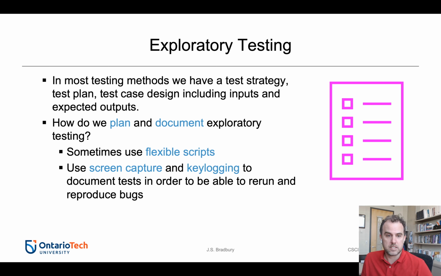But in exploratory testing, things are a little more flexible than that, and they aren't necessarily as rigorously documented in advance. And the way we actually plan and document exploratory testing is as follows. There are different approaches, but this is just one example. Sometimes you may use a scripted starting point, as I just mentioned on the previous slide, or a flexible script, which gives you ideas. So it doesn't say exactly what to do. It just says, try some combination of these things to cause this type of response.